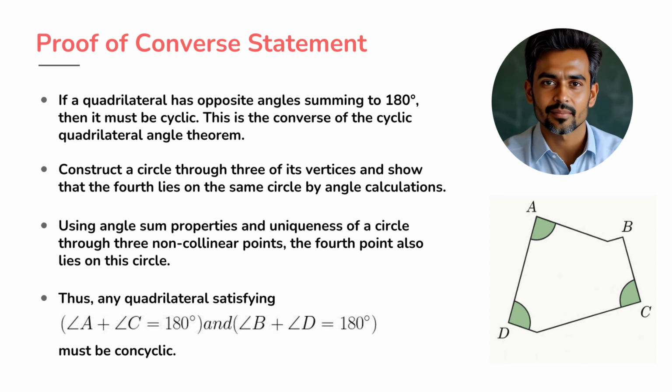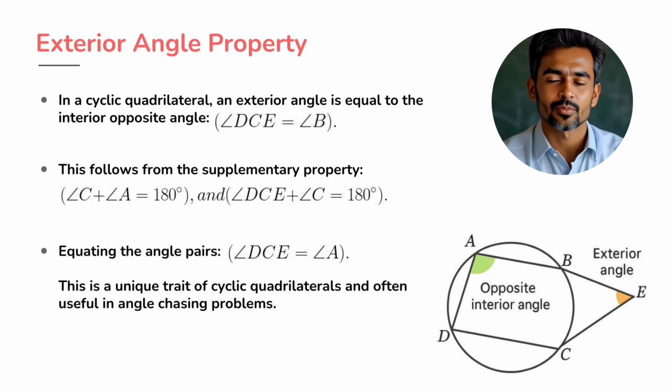Amazing, right? Arey vah! Now let's explore a very unique and handy property of cyclic quadrilaterals, the exterior angle property. In any cyclic quadrilateral, the measure of an exterior angle is always equal to the measure of the interior opposite angle. For example, if we extend side CE outwards from vertex C, forming an exterior angle at point E, labeled as angle DCE, then angle DCE is exactly equal to angle B, the interior opposite angle.